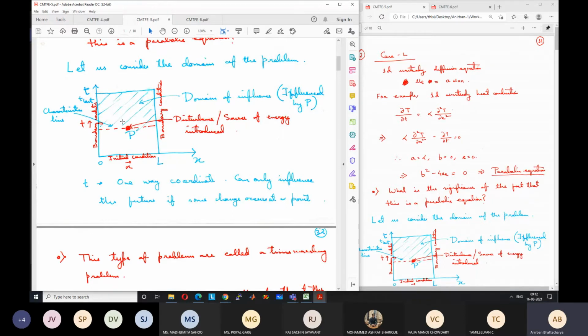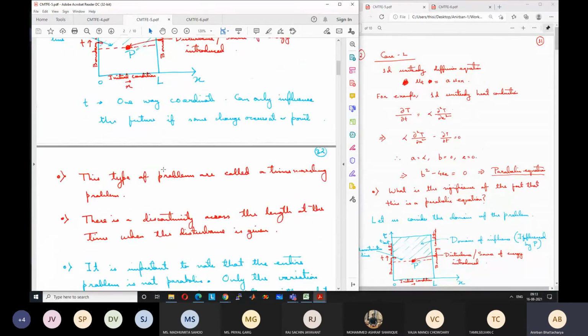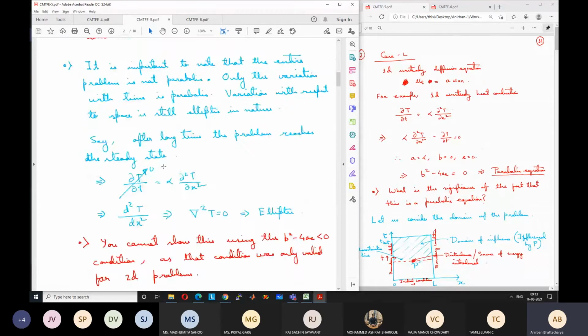So we'll go into the third example, which is for the hyperbolic type of equation. Any questions up to this point?